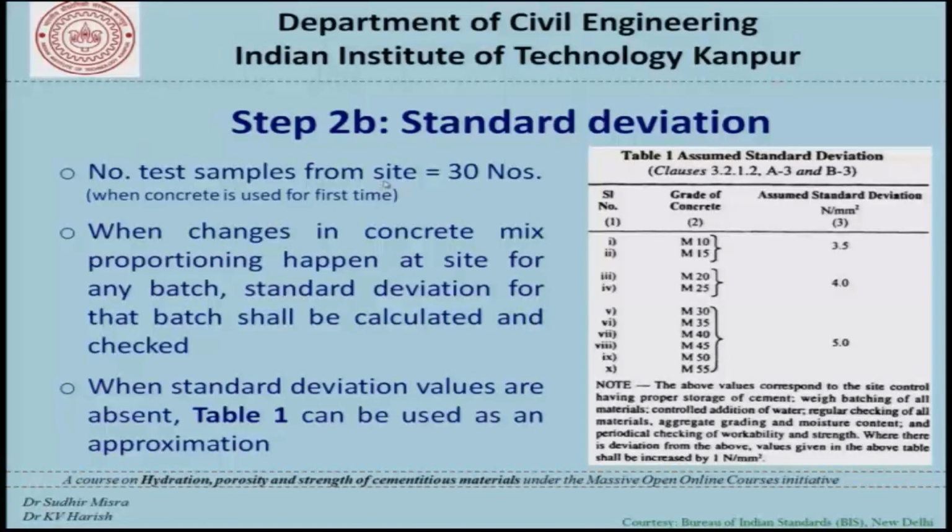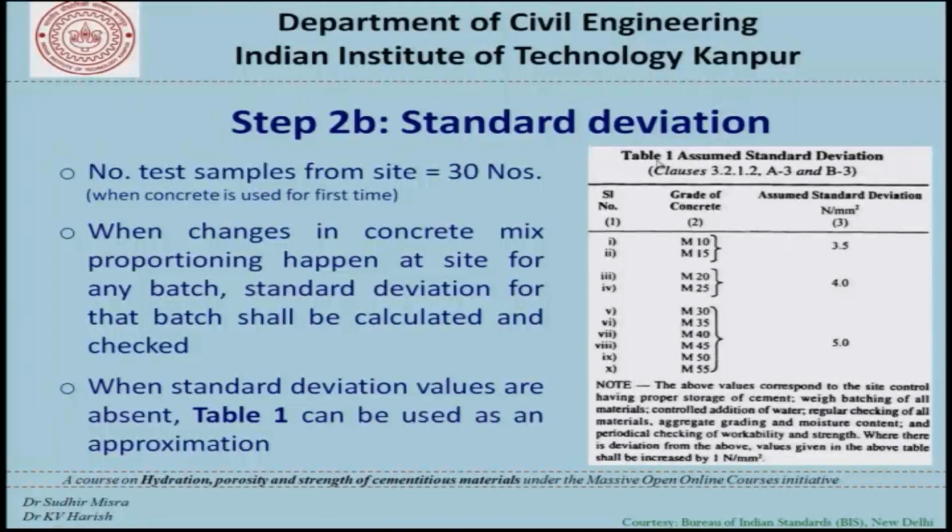Number of test samples from the site should be approximately 30 numbers, and this is with a condition that the concrete is used for the first time. When changes in concrete mixture proportioning happen at site for any batch, the standard deviation for that batch shall be calculated and checked. When standard deviation values are not available, then one can use Table 1 of the code IS 456, but you may have to remember that at a later stage, if possible, actual standard deviation should be calculated by testing the desired number of samples.